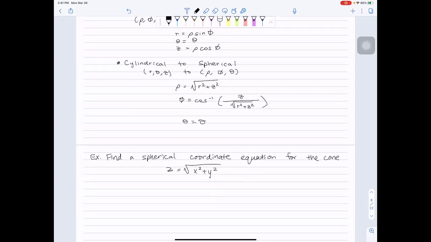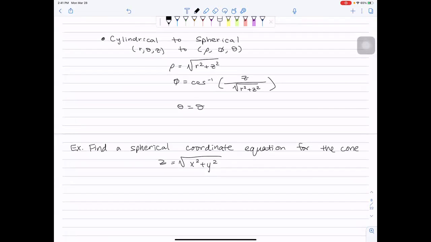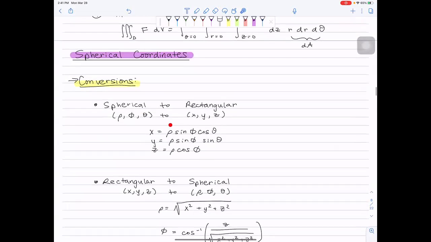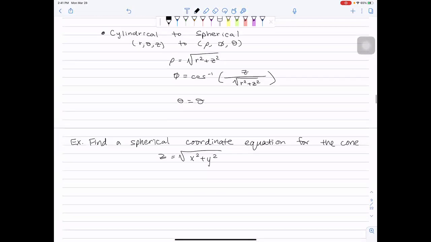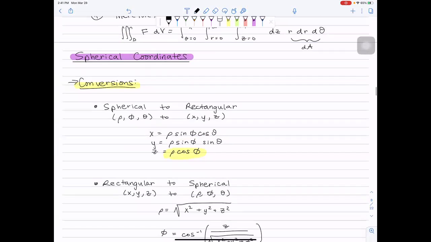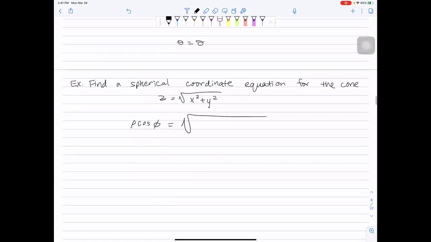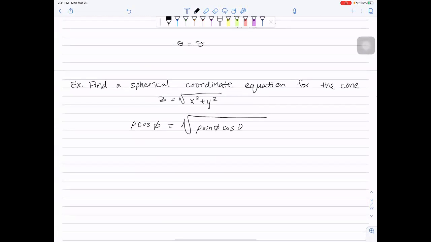Can you just do like the rho cosine phi and then solve it out? Yes. So let's look at what we had originally: x is rho sine phi cosine theta, y is this, and z is this. So if we take what z is, which is rho cosine phi, and plug it in, rho cosine phi equals the square root of x squared plus y squared. What was x? x was rho sine phi cosine theta, and y was rho sine phi sine theta.